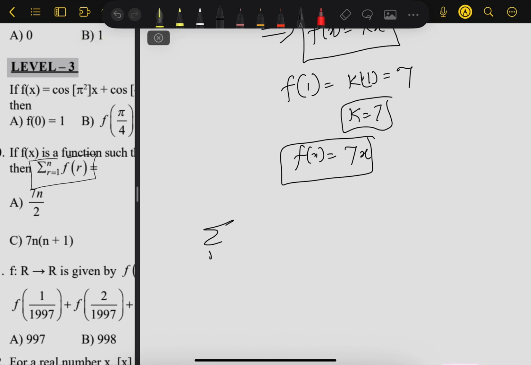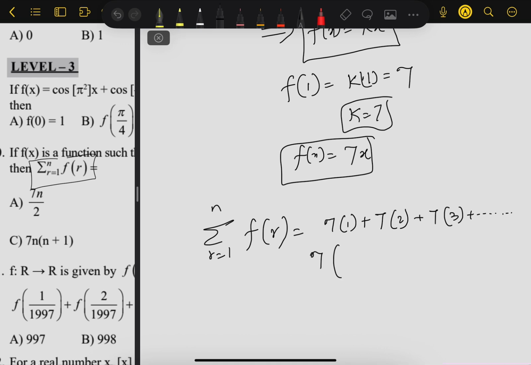Sigma r equals 1 to n of f of r. Where r is from 1 to n, we need to put the value of r as 1 to n. If we put r is 1, we get 7 times 1. If we put r equals 2, we get 7 times 2. Sigma means we need to add. So like this we need to add all these functions up to n.